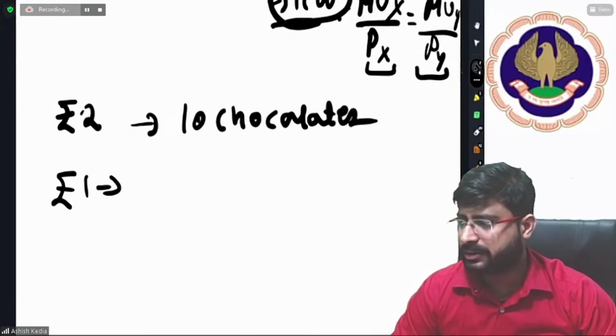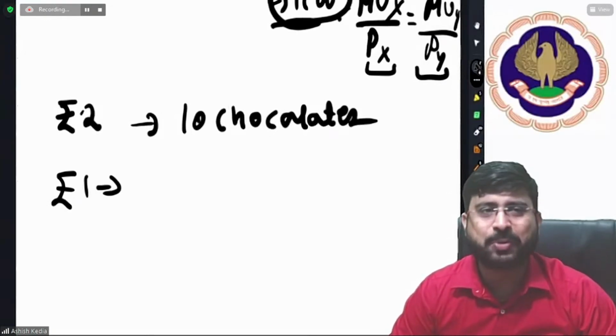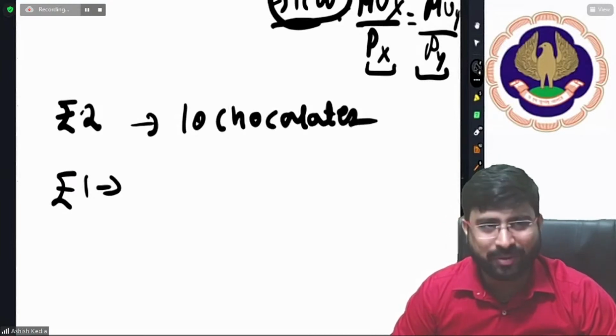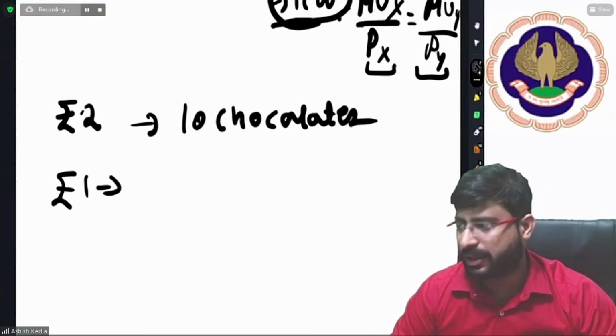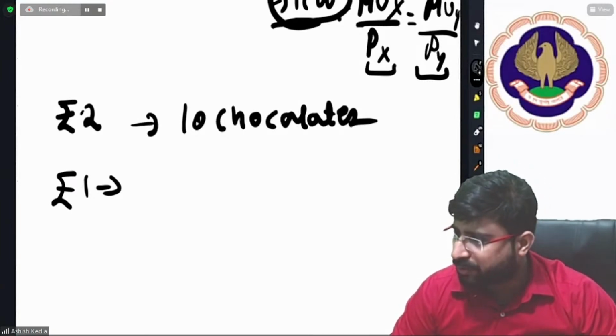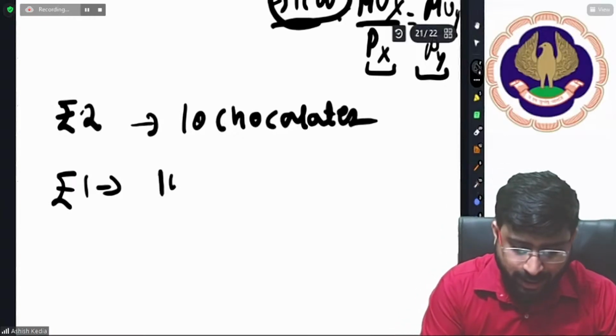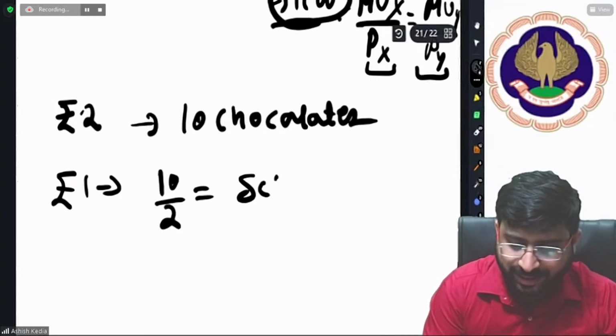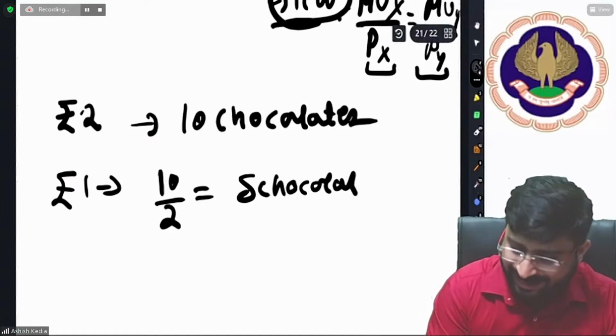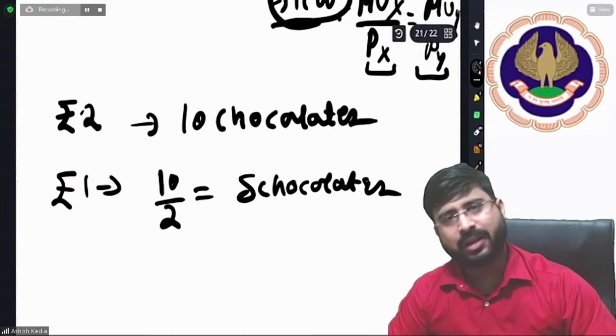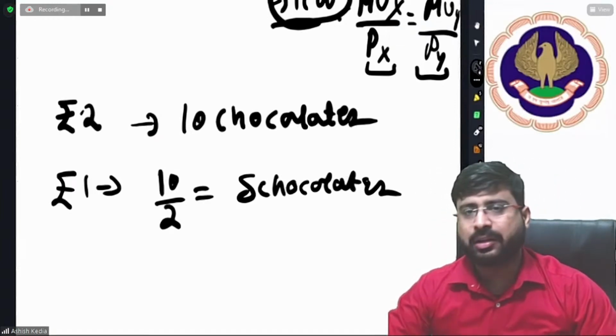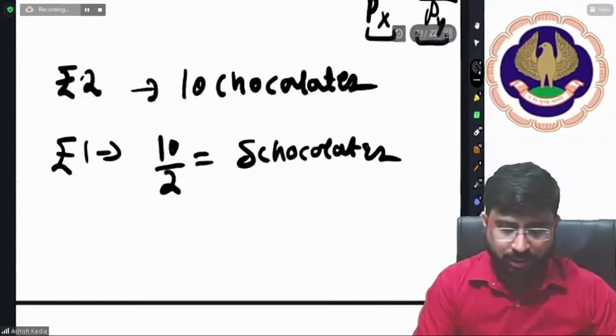That's right. In rupees 2, if you are able to buy 10 chocolates, then in rupees 1, we will buy 10 by 2, that is 5 chocolates, right? Agreed? Yes, sir, we agree. Now my second question. Suppose.